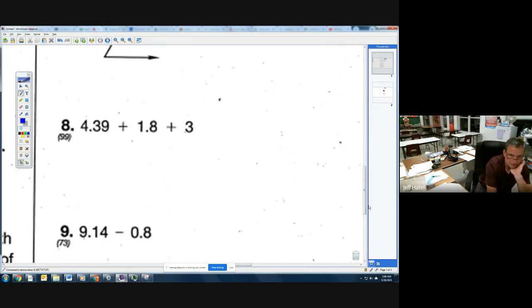Number 8, please make sure, again, adding decimals, you're supposed to line them up. And the only issue here is the number 3 doesn't have a decimal, so you put it at the end of the decimal. So when you add these, it's 4.39. Everything has to line up underneath that. 1.8 and then 3.00. You can add zeros at the end of decimals just to make them kind of all look alike.